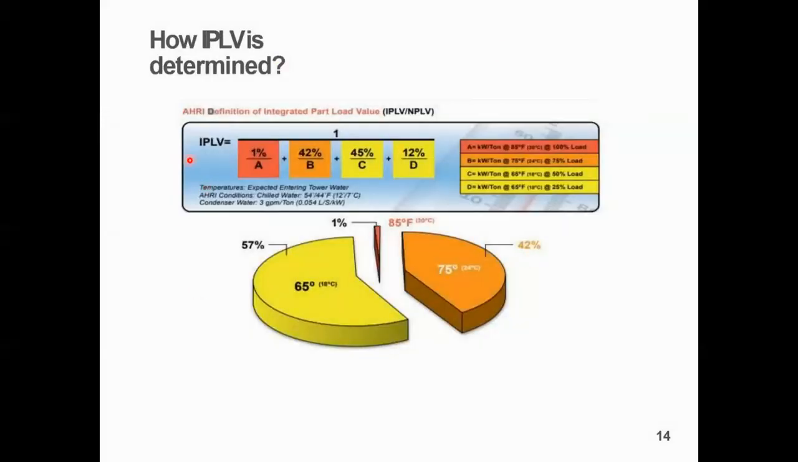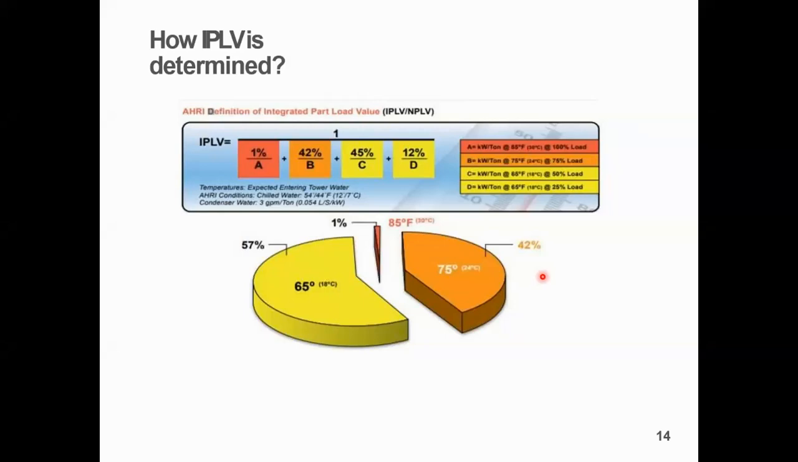Just to give you some idea of what I was explaining, in a little graphical form, this is how the IPLV is determined, and it is considered that 57% of the time the chiller will operate at either 50% or 25% load. Again, this is an assumption. There is no need that in any building your chiller load profile or running hours will be according to that, because this is an assumption, and based on that IPLV and NPLV are calculated. It is just to create a benchmark to compare the efficiency level of various chillers.